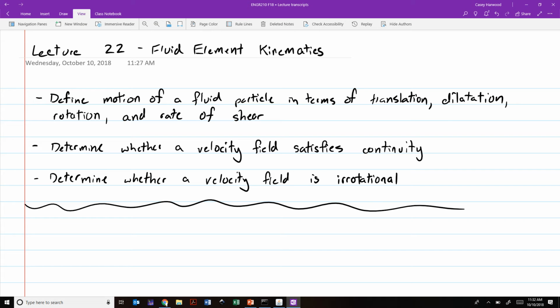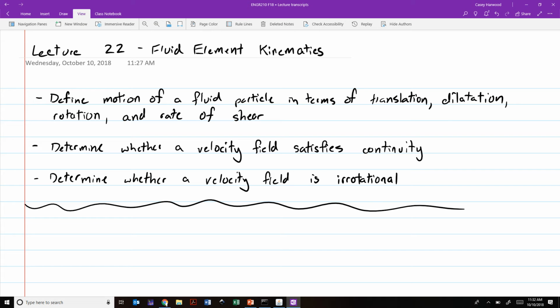Okay, and with those tools, we should then be able to say, given a velocity field, can we determine A, whether it satisfies continuity, the continuity equation, and B, can we say whether a velocity field is rotational versus irrotational? And this will take us into topics such as vorticity and some personal favorites of mine. So hopefully we'll have time to show some interesting videos of different types of fluid motion.